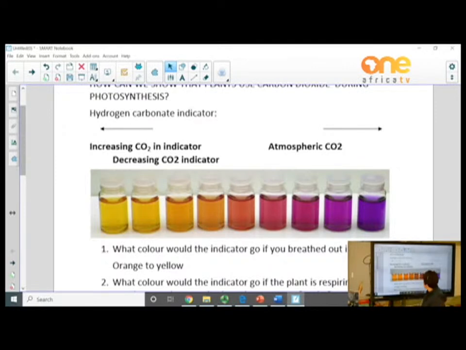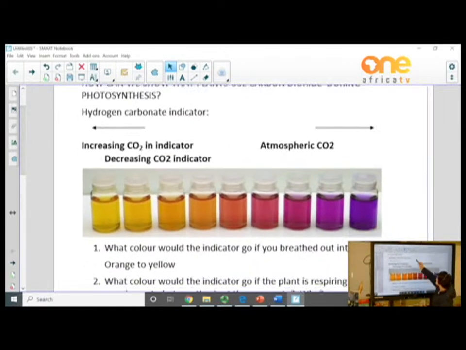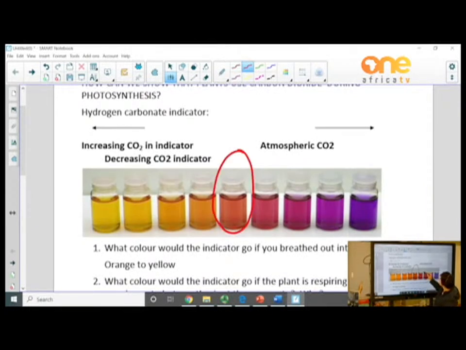Okay, let's see. What color would the indicator go if you breathed out into it? Here we have atmospheric. So if you say orange to yellow, that is correct, because it will increase. That must go to that part and this one must go a bit here. So an increase in carbon dioxide is to this part.